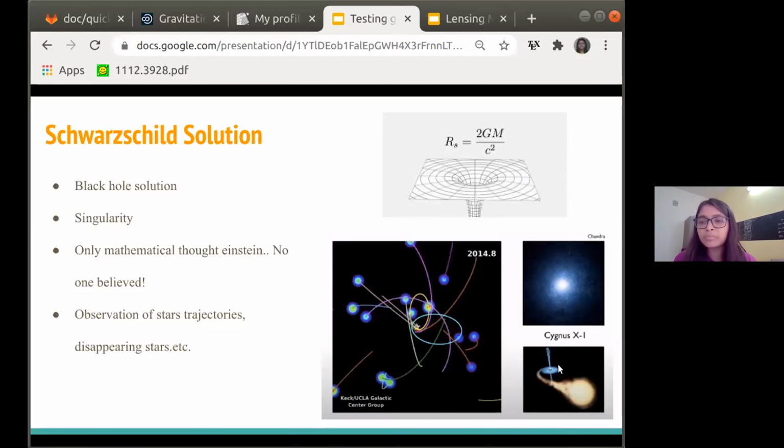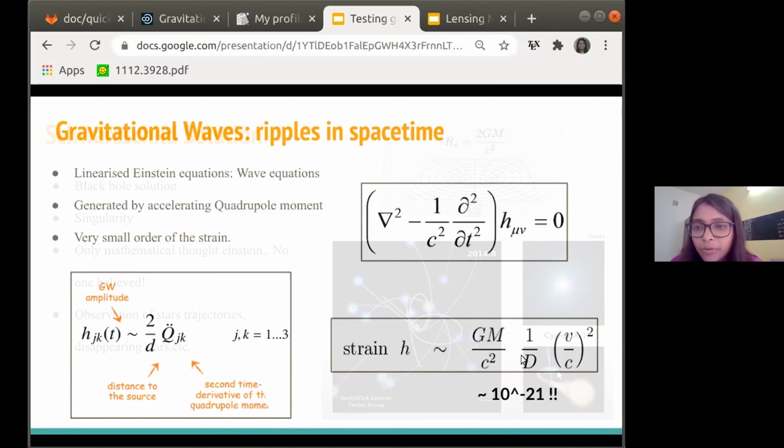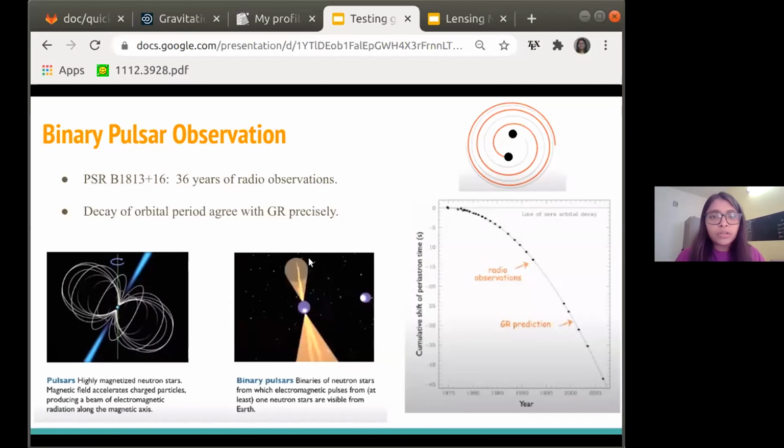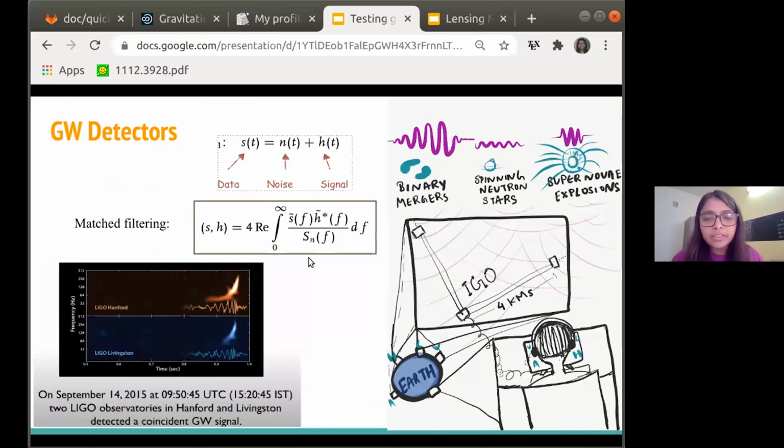Further, we were seeing some disappearance of the stars. What was happening is, as soon as the stars get near the black holes, they were eating them up. What we ultimately get is that the strain would be of the order of 10 to the power minus 21. This makes observing gravitational waves directly very challenging. Finally, in 2015, the first direct detection of gravitational waves was made by the two LIGO observatories.